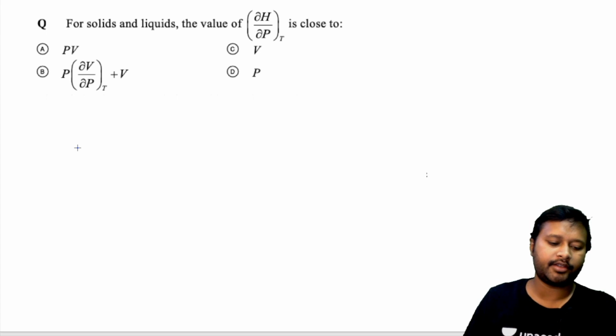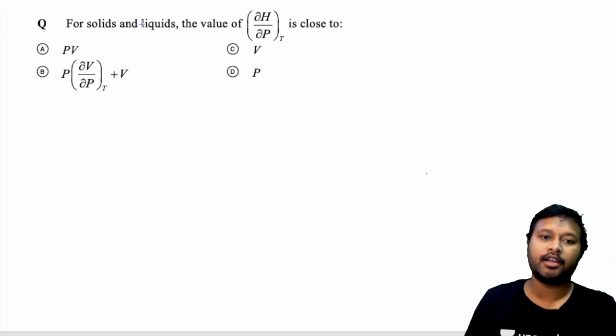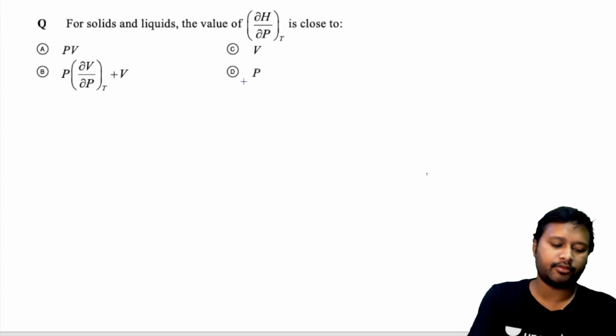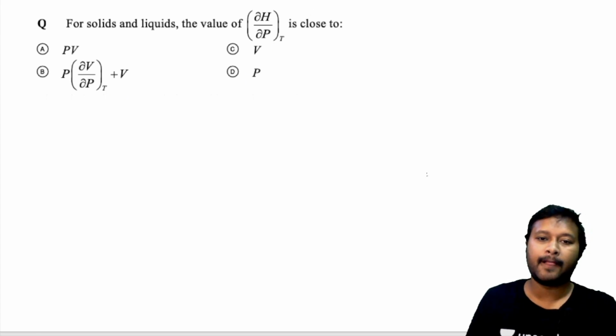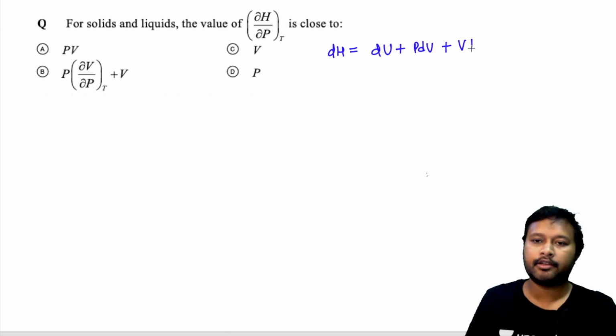Okay, over here in this question it says that for a solid and liquid the value of del H upon del P at constant T is equals to. So how to do this particular question? For this you need to find out first of all the equation for dH, change in enthalpy. So that is equals to dU plus P dV plus V dP. Now you need to find out del H by del P at constant T.